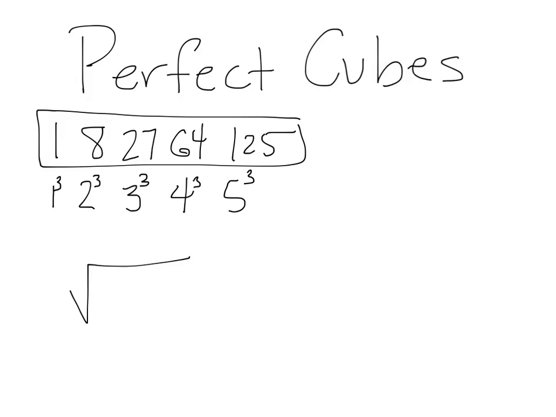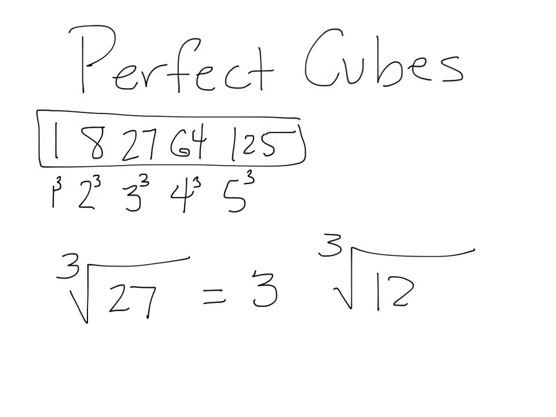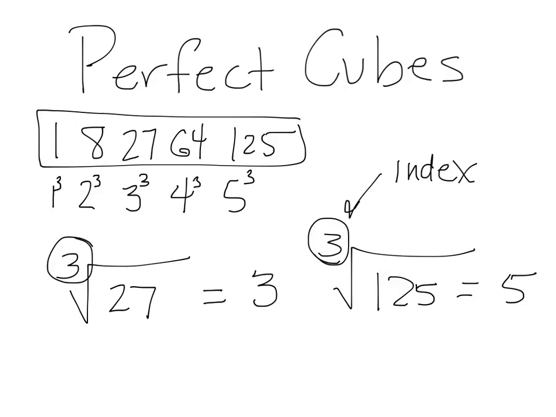Why? Well, because you're going to be asked to take the cube root of 27, and you need to know that it's 3. You're going to be asked to take the cube root of 125, and you're going to need to know that it's 5. All right? Notice it's not square root anymore because of this 3 here. We refer to that as the index. That's what that's called. All right?